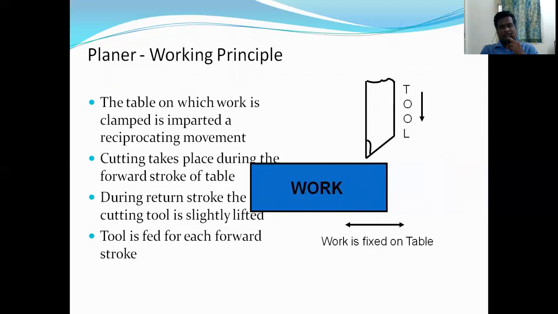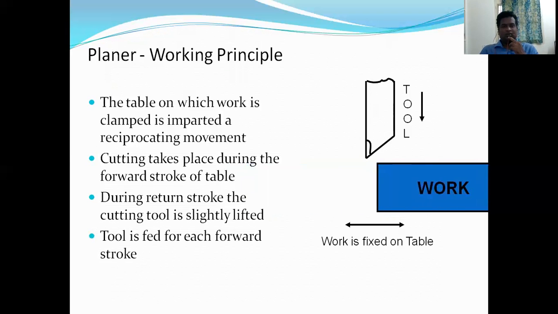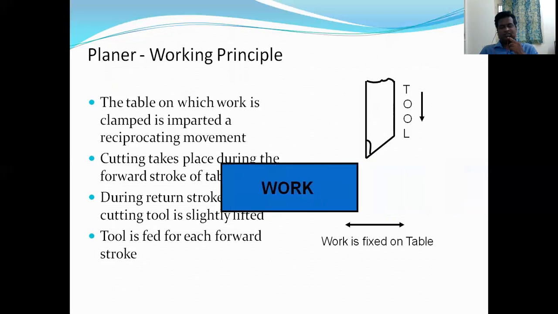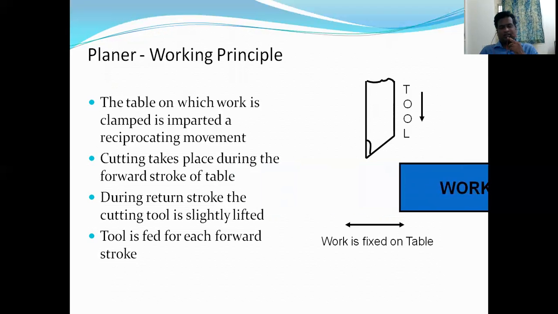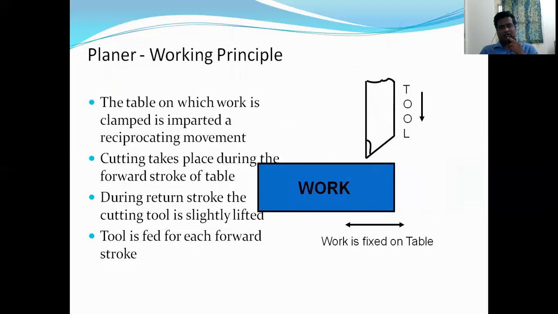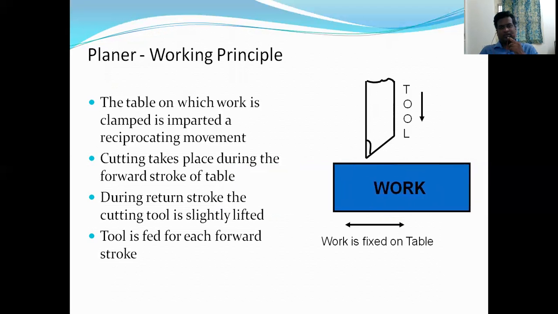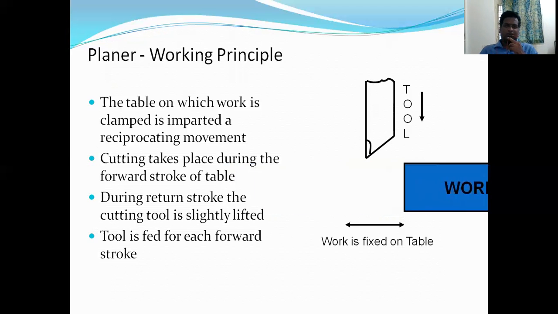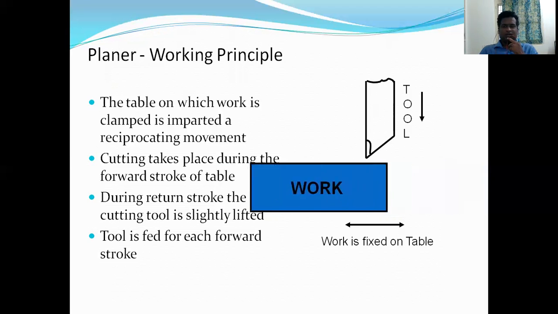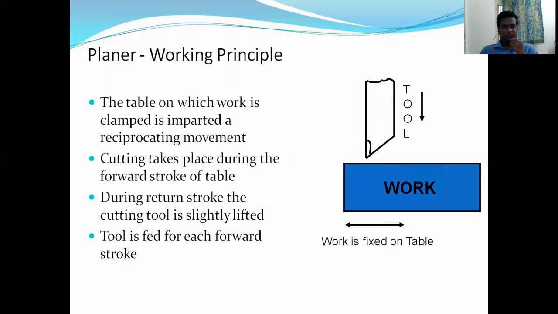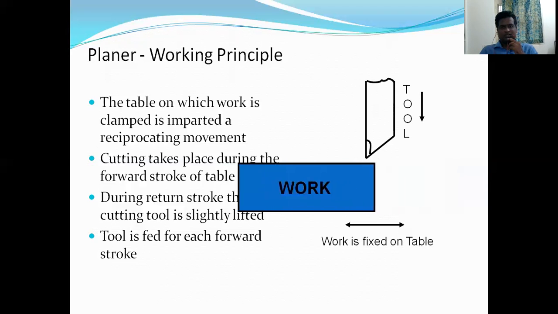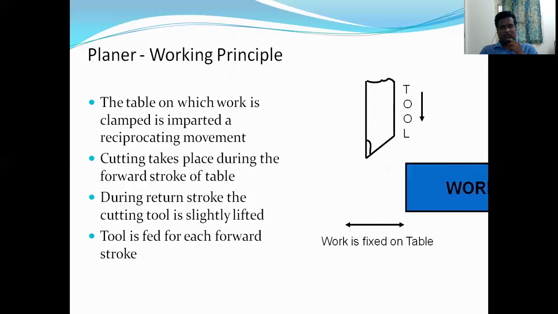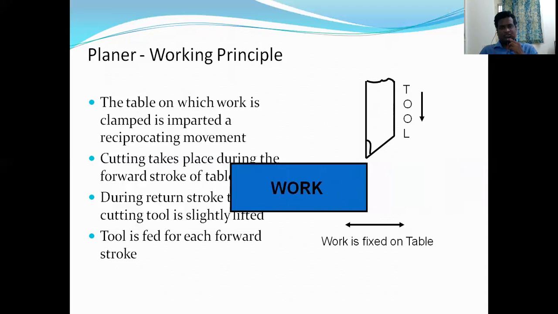So, the tool is fed for each forward stroke. Here also the cutting takes place in the forward direction, and in the return stroke, the cutting tool is slightly lifted. The tool is fed for each forward stroke. Similar to the shaper, right? The cutting stroke takes place in the forward direction, and in the return stroke, there is no cutting action. It is an idle stroke, as we have learned in our earlier machines also.